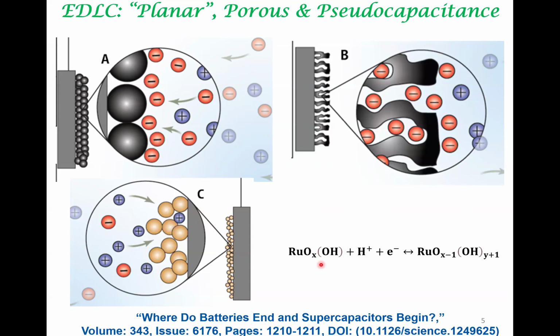So again, we want to have very high surface area, because this mechanism can occur on the surface. Consequently, we can increase the capacitance significantly. This mechanism is called pseudocapacitance, and the capacity of a pseudocapacitor is much more than a simple electrochemical double layer capacitor.